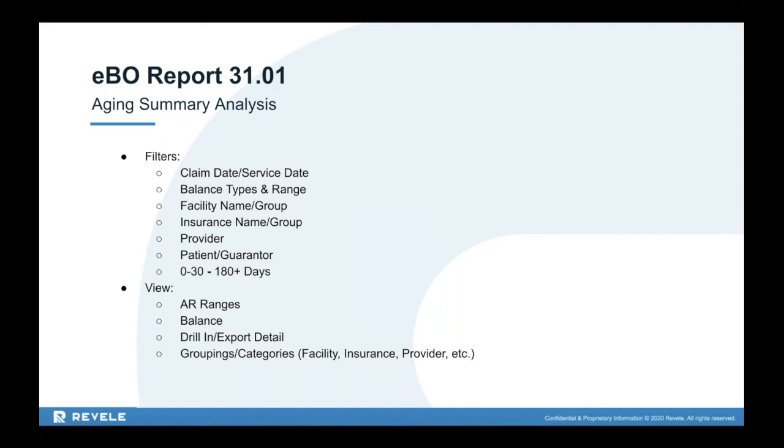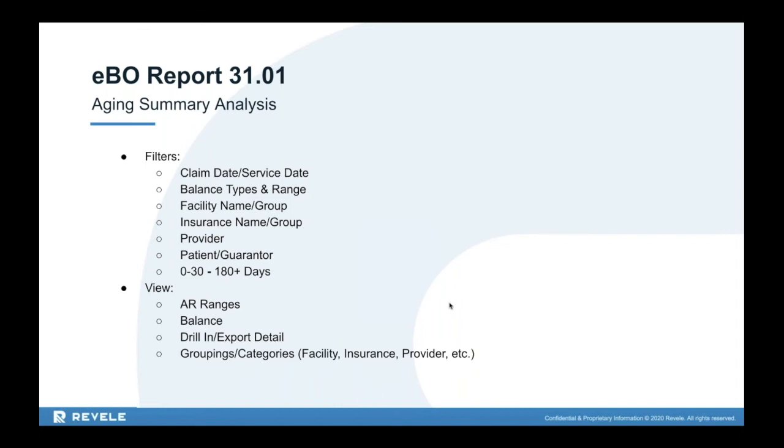And then you can group that AR. So that's really at that filter level that you would have some grouping options. If you want to see that AR grouped together by each facility, maybe each insurance group, or by each provider, you can do that just so it organizes that report a little bit more.